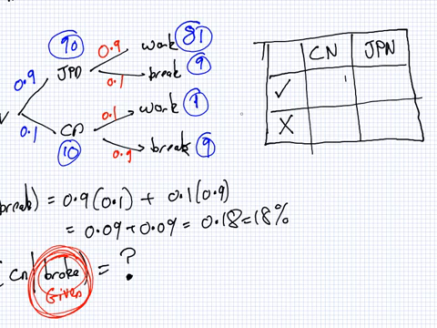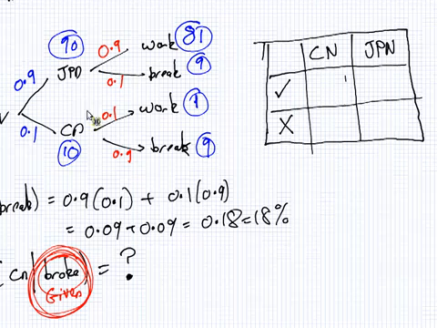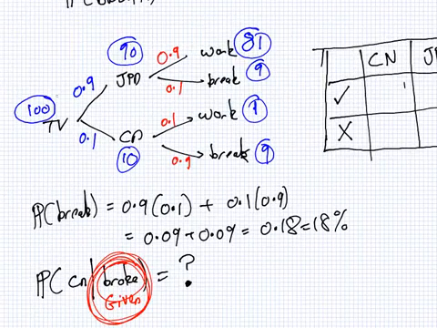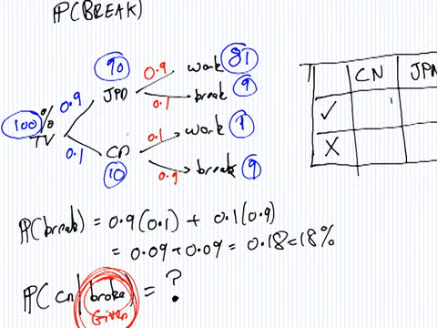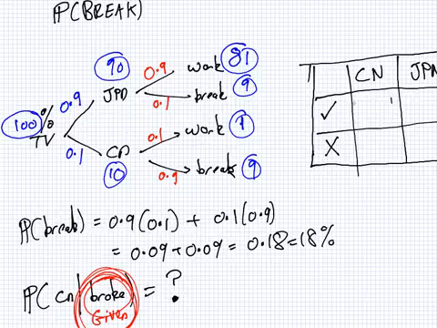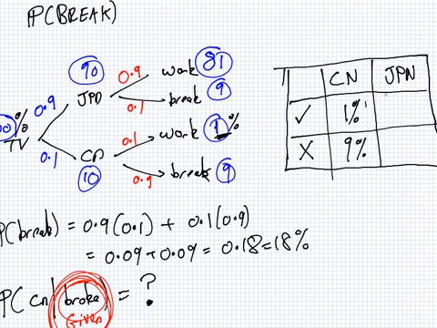So if we think about it as percentages, so I said 100 here, but instead of 100, let's say 100%. So 100% of TVs, or 100 TVs, how many will be from China and working? Well, 10 and working, so that's only 1%. Will be from China and work, only 1%. How many will be from China and not working? 9%, or 9 TVs in 100 TVs. How many will be from Japan and work?